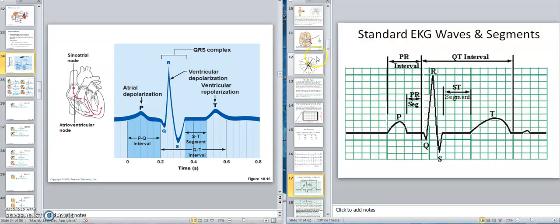So you can use both PowerPoints, but you don't have to get real heavy into this one. I took time to make this a good explanation.